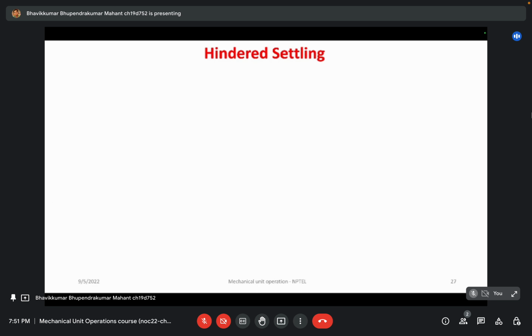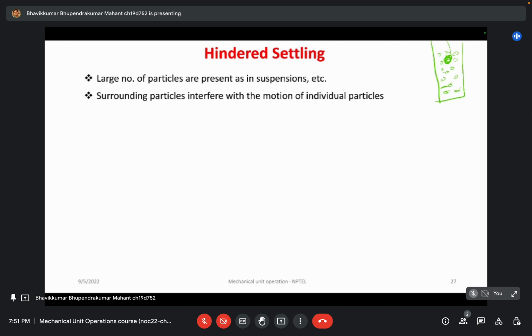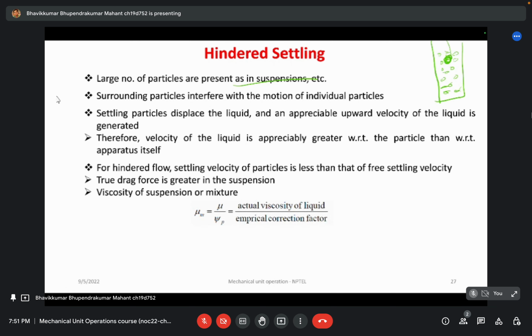Now we discuss hindered settling. Hindered means there is some hindrance, some resistance. In a suspension there are many solid particles. First we consider one solid particle, then other particles may hinder the motion of the first particle. How can we go for the settling? A large number of particles are present in suspension, as we discussed. These surrounding particles interfere with the motion of the individual particles.